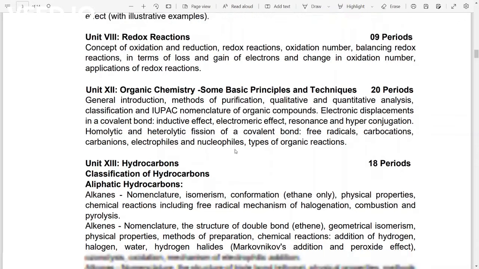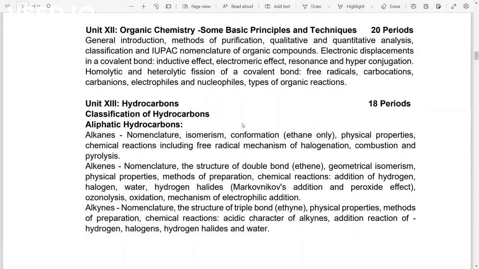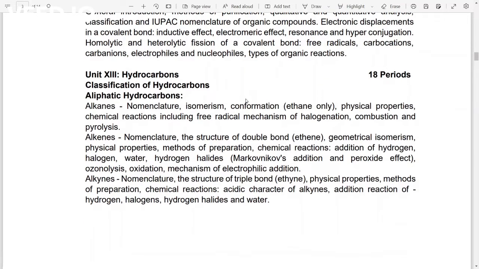Next we have organic chemistry, which is the best and most interesting part of our chemistry. In organic chemistry, we will be learning about IUPAC naming of organic compounds, their origin, and classification, and also we will be discussing homolytic and heterolytic fission of a covalent bond. And we will be learning about what free radicals, carbocations, carbanions, electrophiles, and nucleophiles are, and also different name reactions.